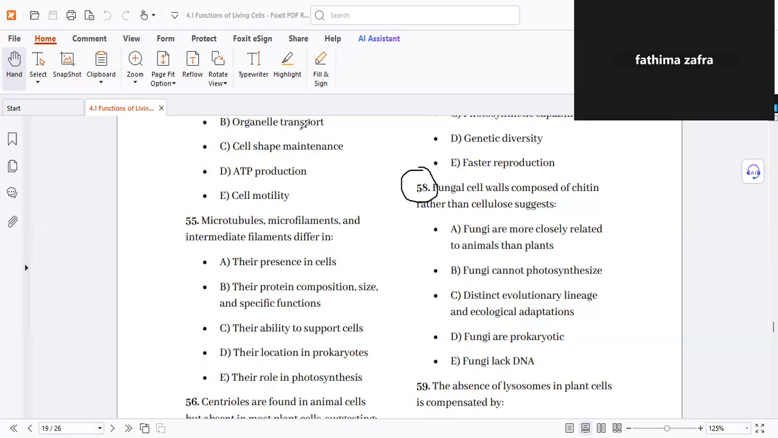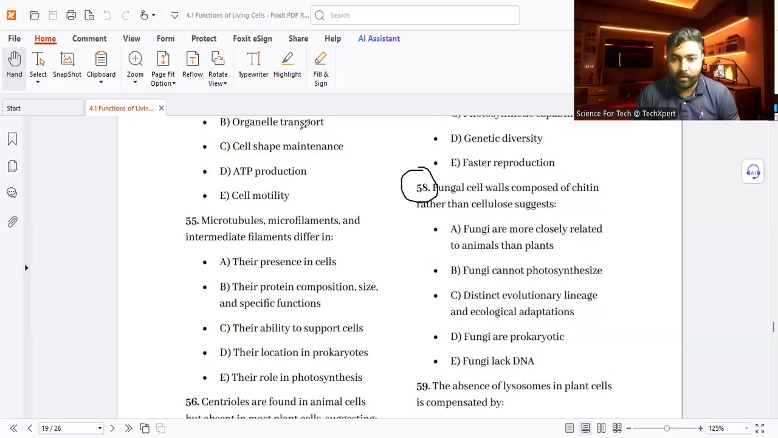So is B the answer? Fungi cannot photosynthesize, no. However, fungi cannot photosynthesize, but there is no direct relationship between chitin and photosynthesis. There is no direct relationship. Try again, one more time.